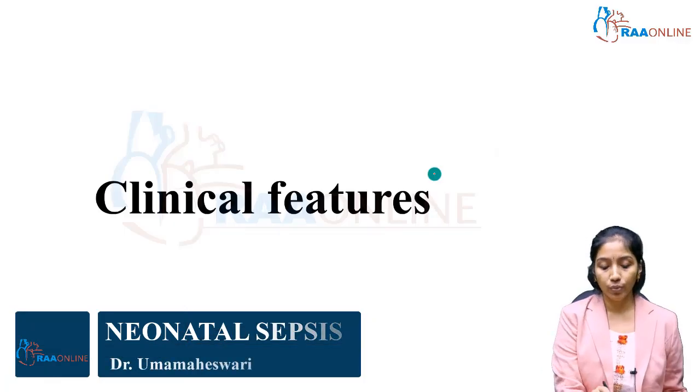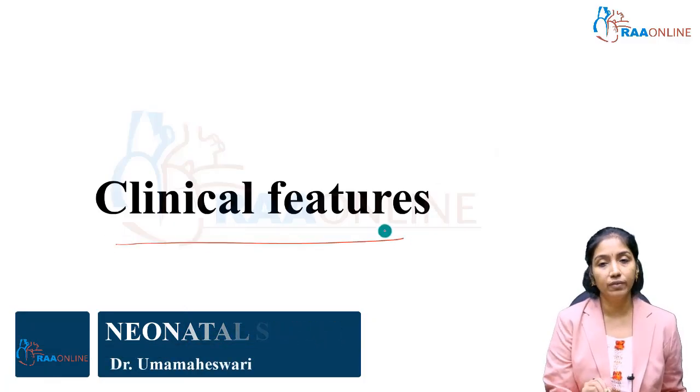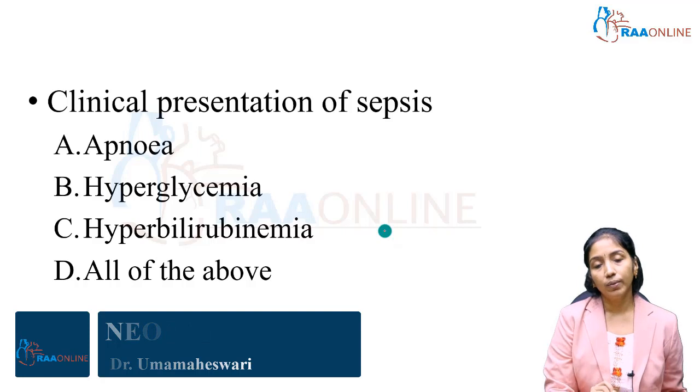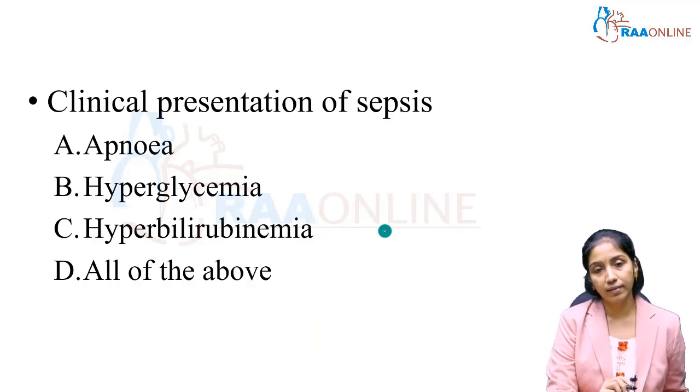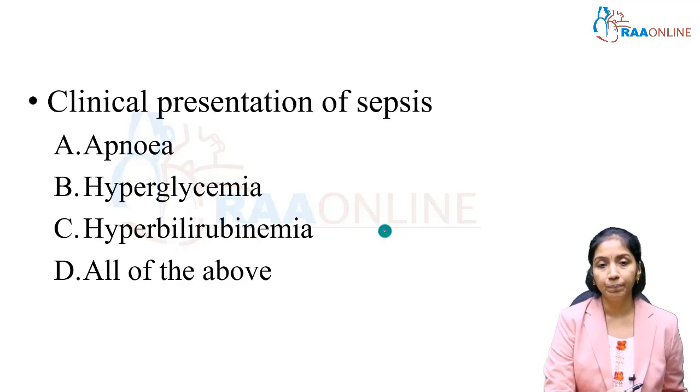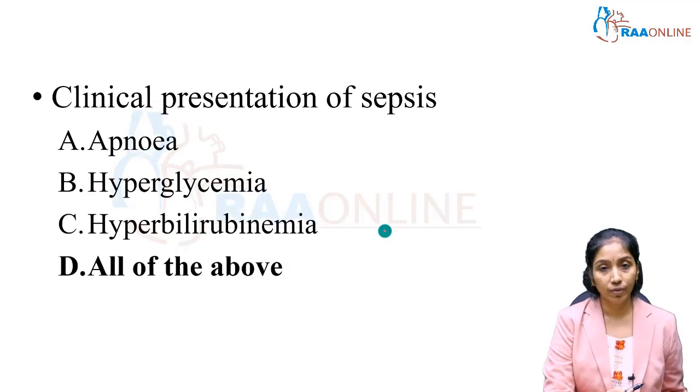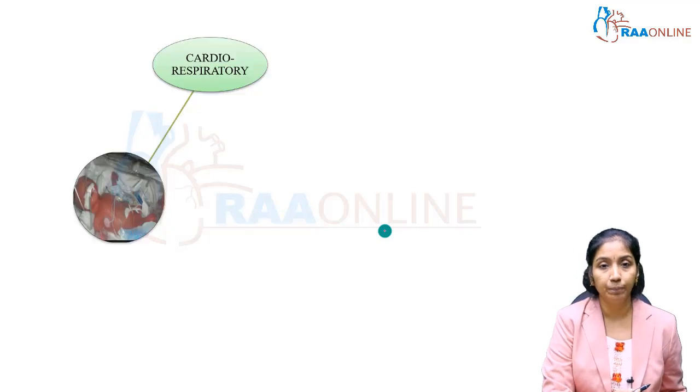So moving on to the next title, which is clinical features of sepsis. Let us try to answer this question. What could be the potential clinical presentation of sepsis? Is it apnea? Is it hyperglycemia? Is it hyperbilirubinemia? The answer for this is all of the above. So sepsis is a great mimicker. They can present with anything and everything. So we have to be very vigilant whenever we are dealing with a newborn baby.